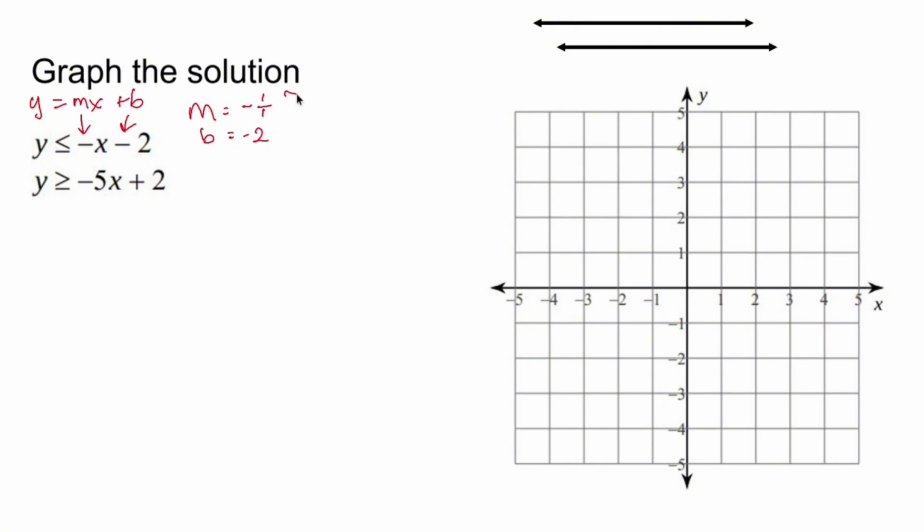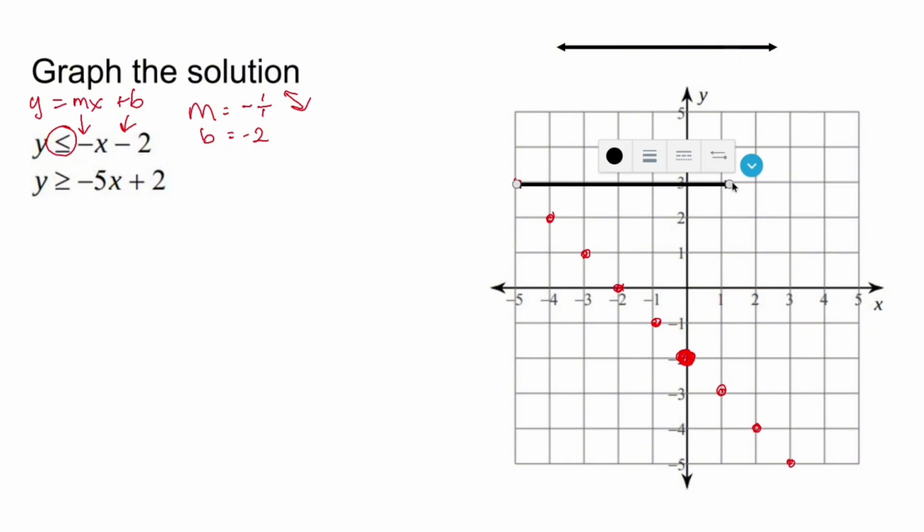Now, this is a negative slope, but I always start out at the y-intercept, negative 2. So I'm going to put a dot at negative 2. My slope is negative: down 1, right 1, and I make as many dots as I can. So far, graphing this is no different than graphing a regular equation. Now, my symbol here is less than or equal to, which means I draw a solid line.